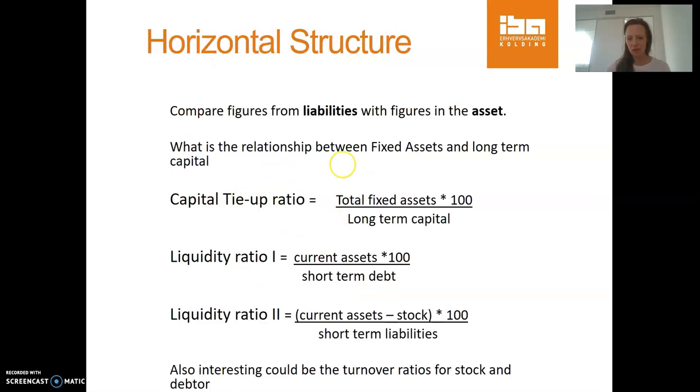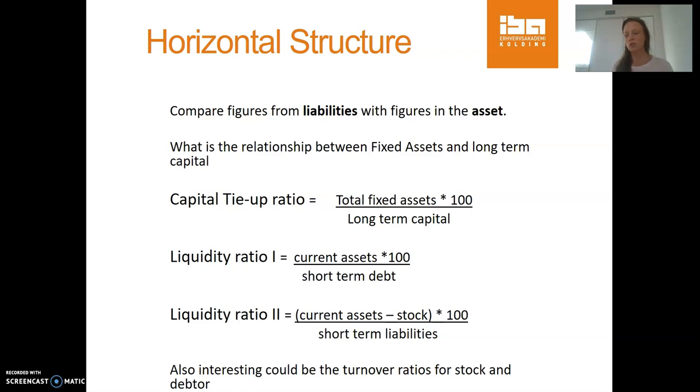Now the horizontal structure, you can almost hear it in the name. So we are looking at a horizontal view on the balance sheet. Here we compare figures from the liabilities with figures in the assets. So what is the relationship between these two different sides of the balance sheet? The first one, which is very interesting, is to take a look at the capital tie-up ratio. What's the relationship between fixed assets and long-term capital?